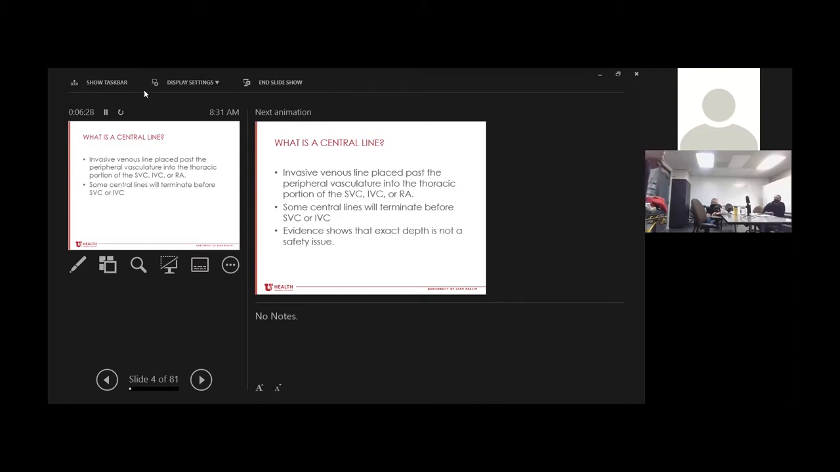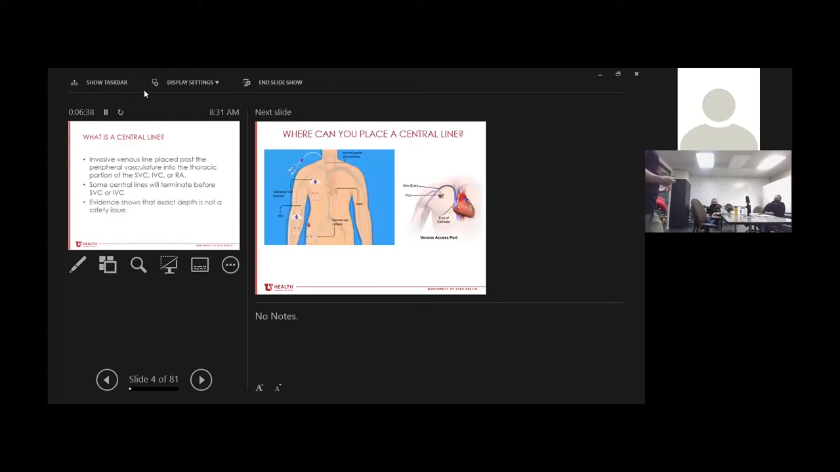If you go to the ICU, they might adjust these by a couple centimeters. We don't care. If it's in the very edge of the SVC, if it's in the very end of the subclavian, data shows that these are not problems. These are not going to cause complications. So large line, large vein. That's a really good way to think about it.